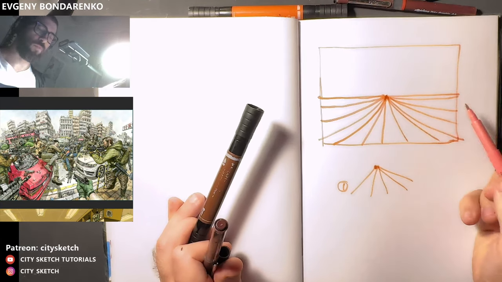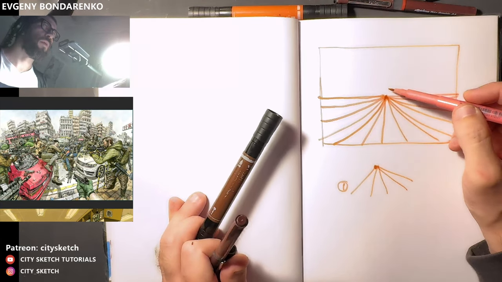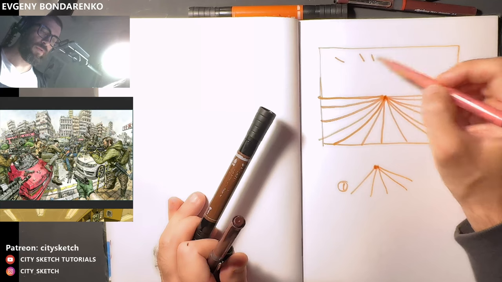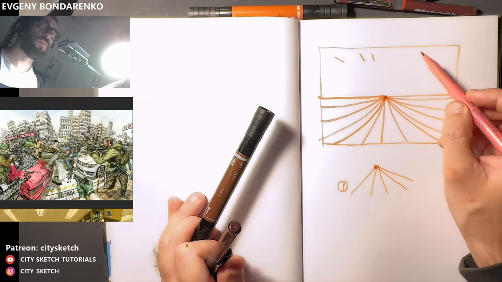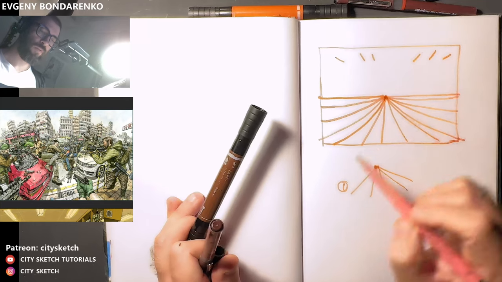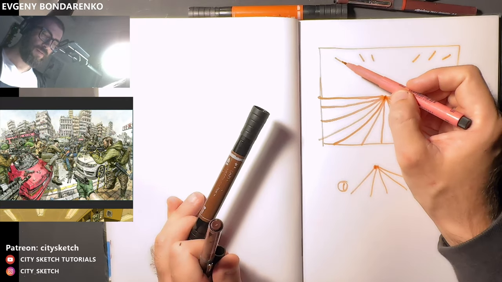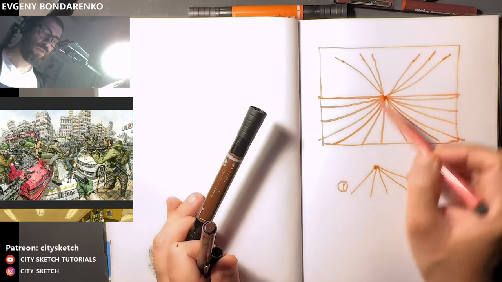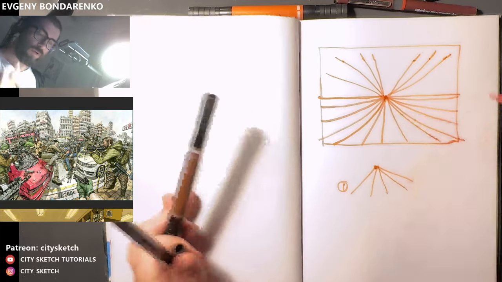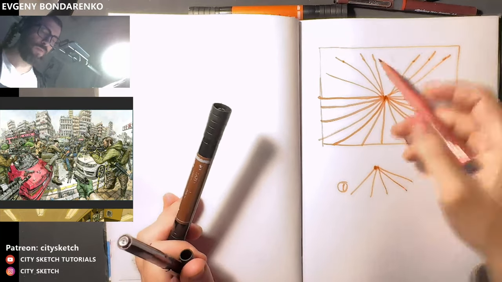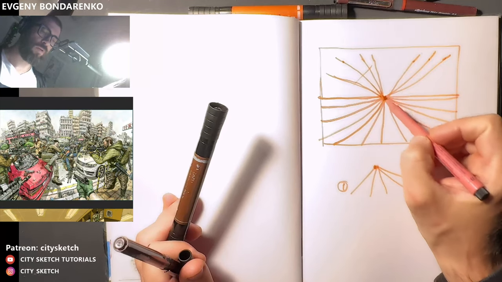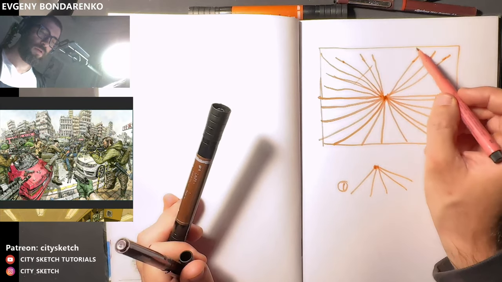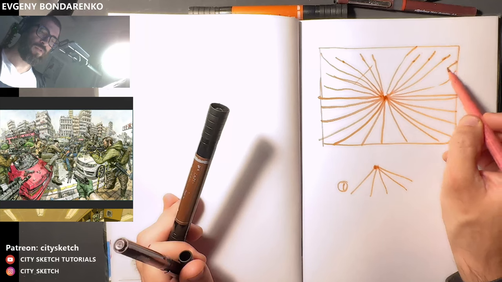He follows this principle. With these lines, the buildings, yeah, maybe they follow slightly different directions, but they kind of follow the same logic. Somehow they diminish and meet each other far away on the horizon line, right? It's a little disorganized, but still it's there.